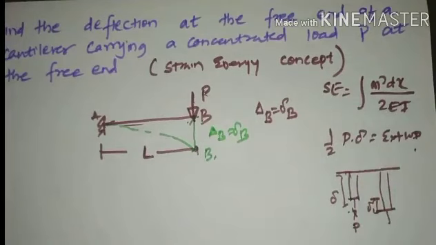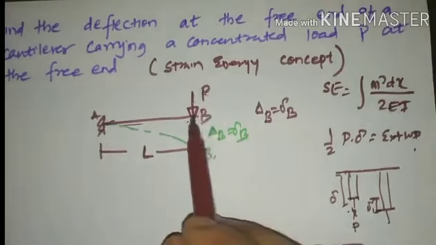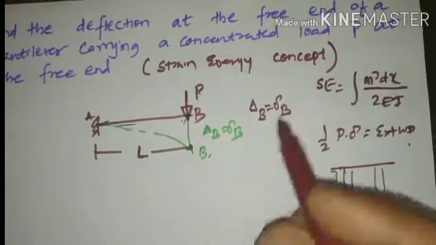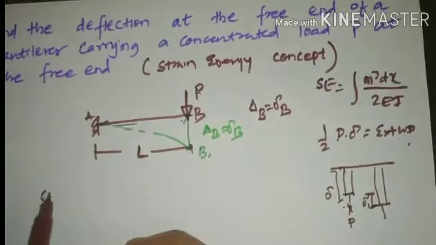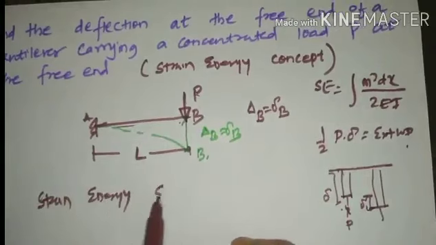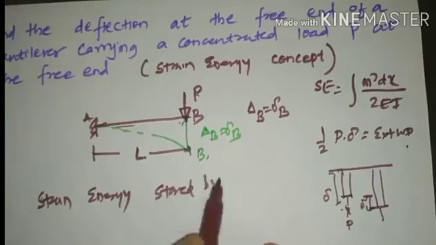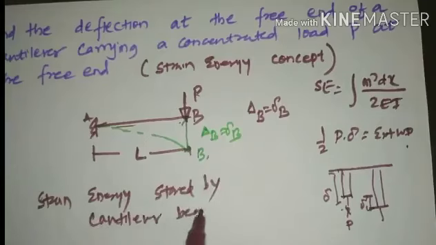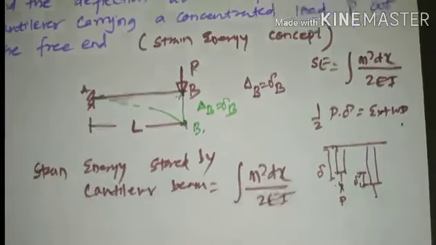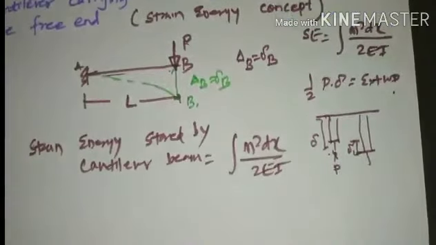In this case, first we need to find out the strain energy stored by the beam due to the concentrated load P. So the strain energy stored by the cantilever beam is equal to the integral of M squared dx divided by 2EI. This is the strain energy stored by the cantilever beam.